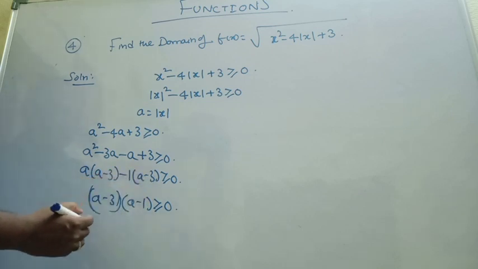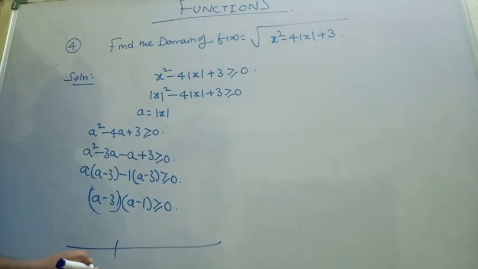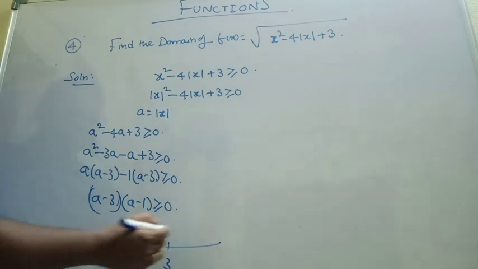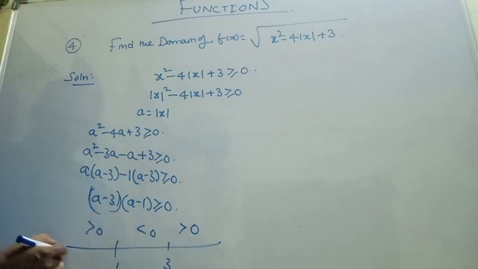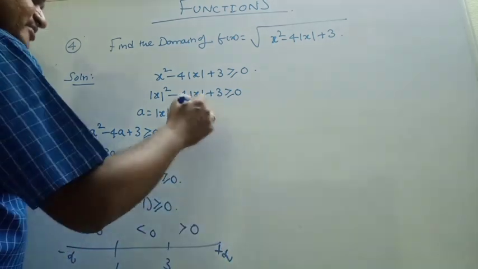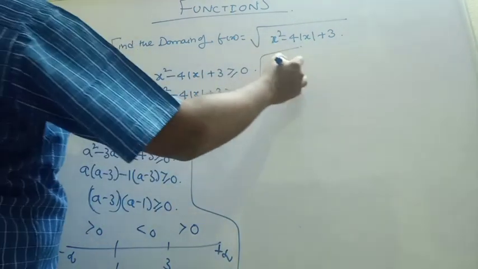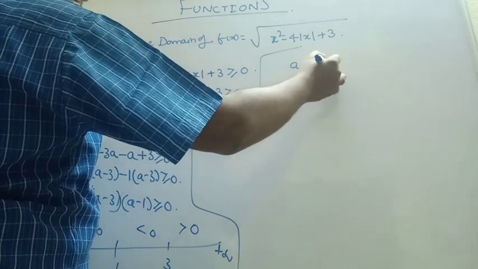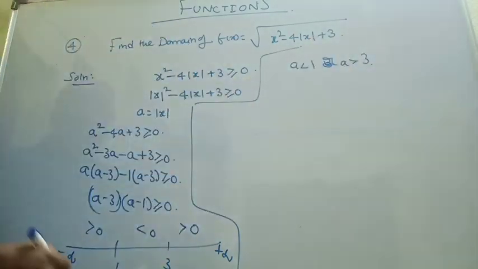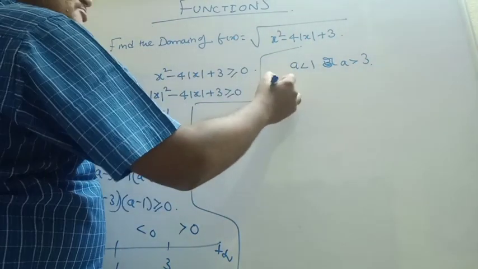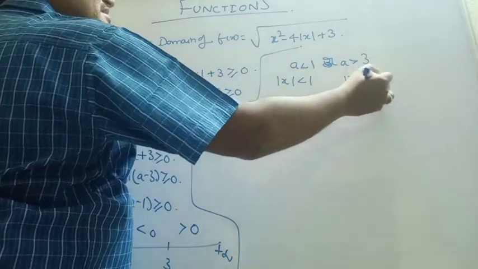If you take the real number line like this, with 1 and 3, where it is greater than or equal to 0: in this part it is greater than 0, in the middle it is less than 0, and here it is greater than 0. This is from minus infinity to plus infinity. That means a is less than or equal to 1 or a is greater than or equal to 3. These are the two things we have. Here a is mod x, so mod x has to be less than 1 or mod x has to be greater than 3.